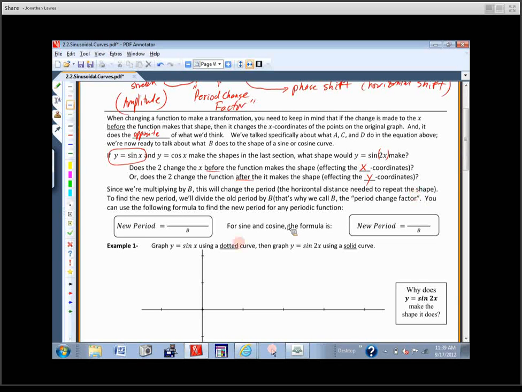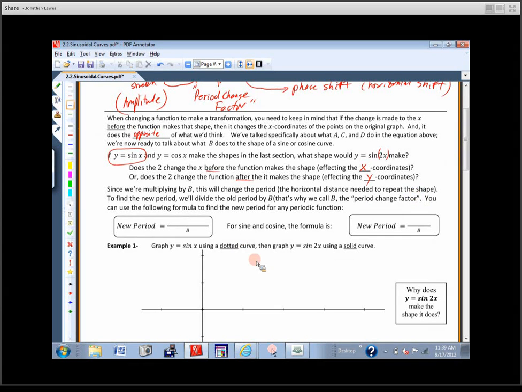Okay, so I've got a couple little formulas right here. This is why I call it the period change factor, because that's the only thing that number does. It just changes the period. So, in order to figure out what the new period is, take the old period and divide it by whatever that number is, whatever that period change factor is. So if it's 2, we're going to divide by 2. If it's an 8, we're going to divide by 8.